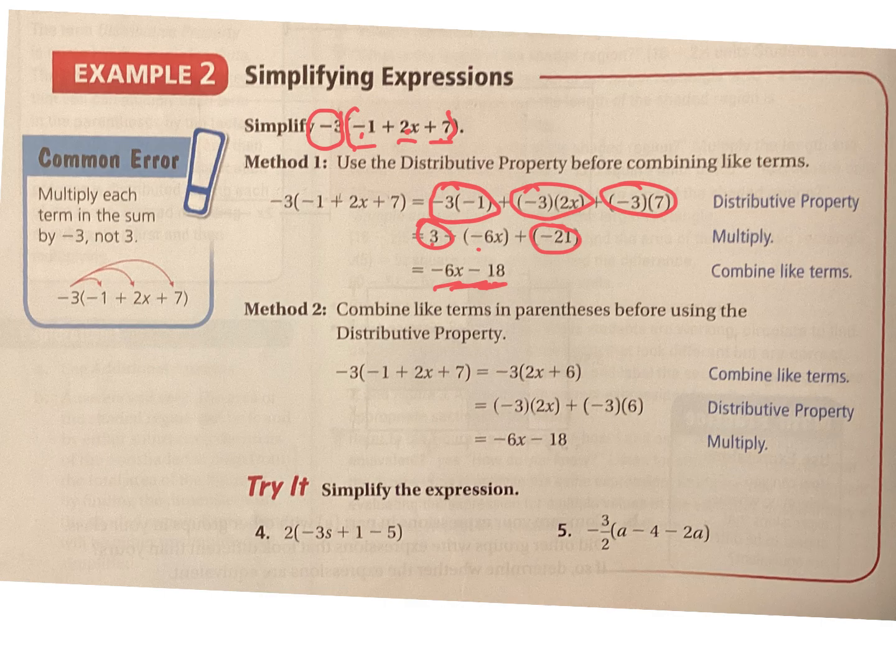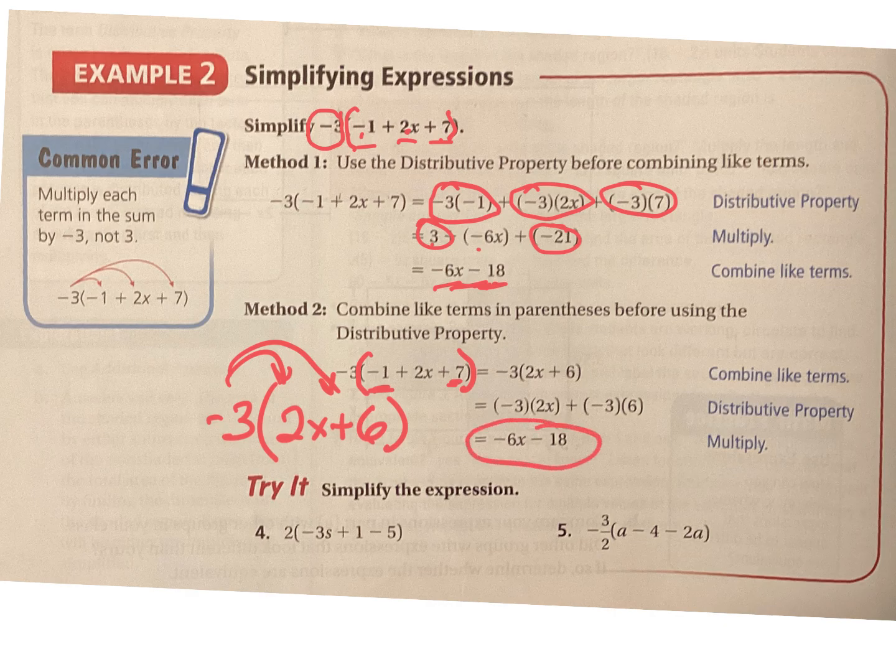The way I prefer to do it is I prefer to combine terms before I do the distributive property. So I see in my parentheses here, I have a 7 and a negative 1. Those are like terms. So what I'm going to do is say that's negative 3, parentheses, I'll keep the 2x like that, and then negative 1 and a positive 7 is plus 6. And then I distribute it to all parts. And I get negative 6x minus 18. Okay? Let's do a couple try-its.